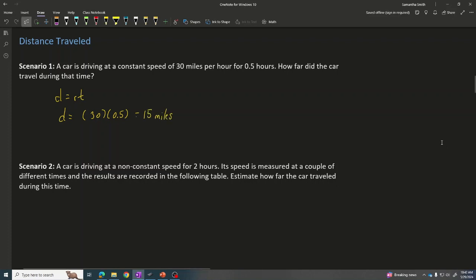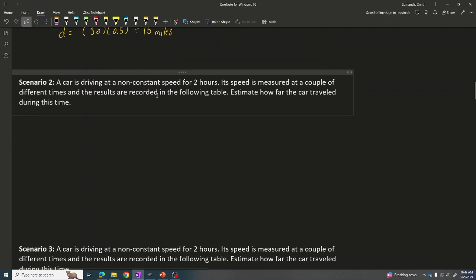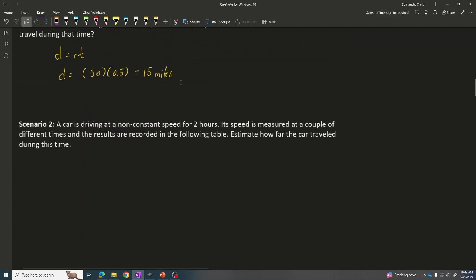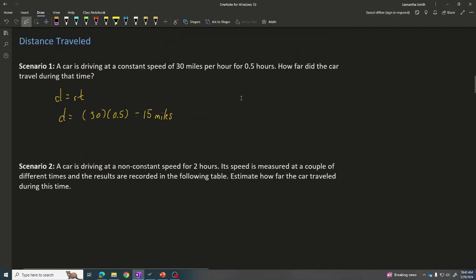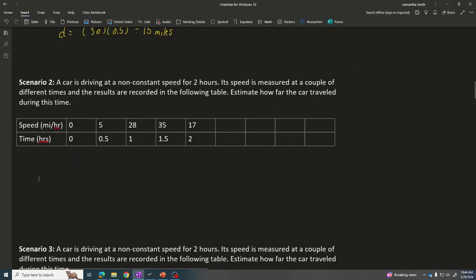Now, that was an easy calculation, but it's not really realistic. Most of the time, if you're dealing with a car that's traveling for any length of time, the speed isn't actually constant. The car may speed up or slow down. It may come to a complete stop. So if you have a car driving at a non-constant speed, how would you handle the distance traveled? To explore that slightly more realistic situation, let's have a look at scenario number 2.